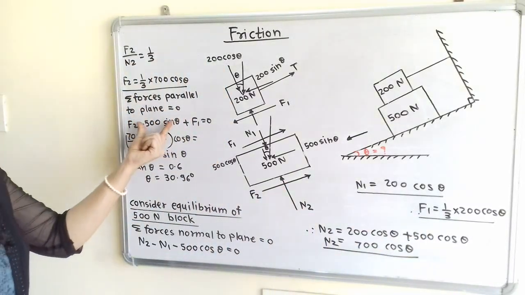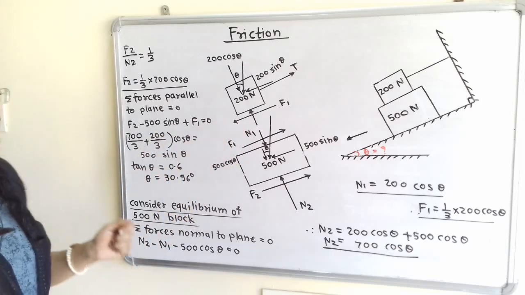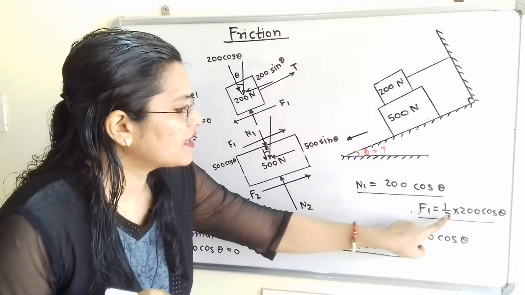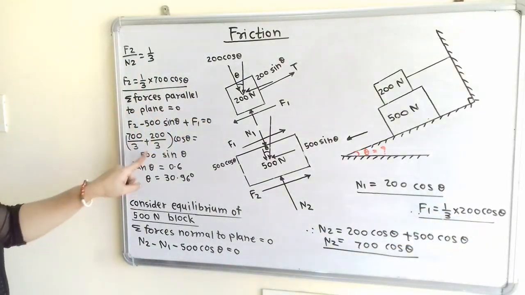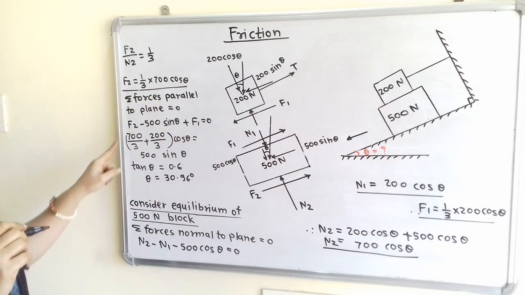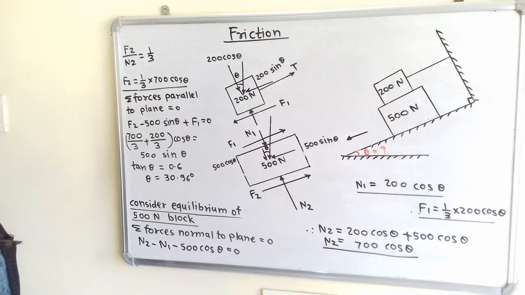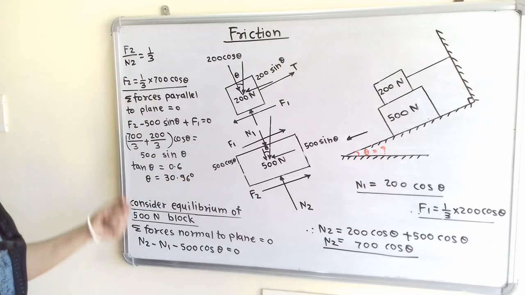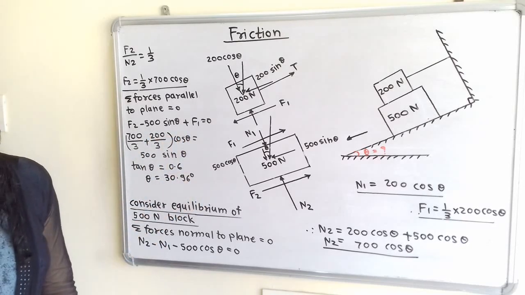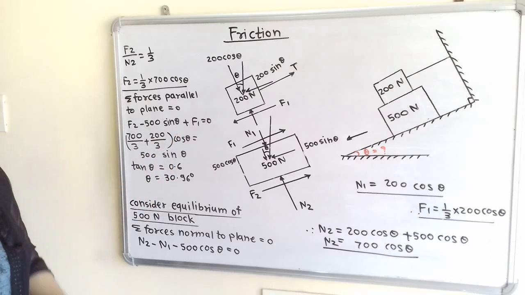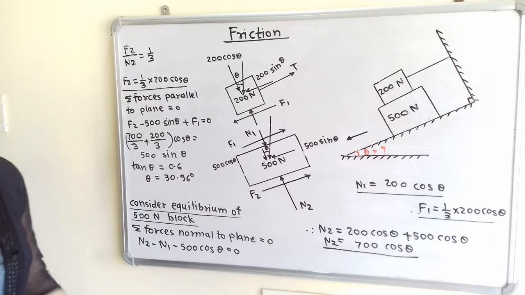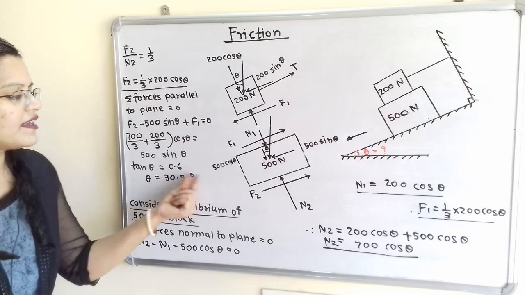This 500 sin theta I will transfer to the right hand side. So it will become 200 by 3 cos theta plus 700 by 3 cos theta. This cos theta we will take as a common term, which is equal to 500 sin theta. Now this 500 I will transfer to the left hand side and this cos theta to the right hand side. So sin theta by cos theta is tan theta, and when we solve the left hand side then we get 0.6. So theta is equal to 30.96 degrees.